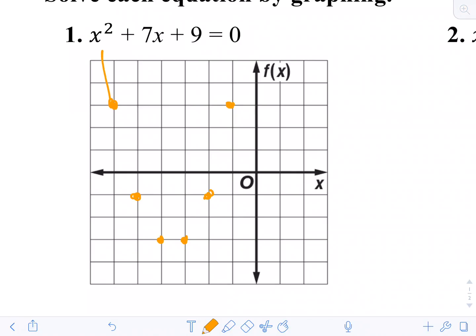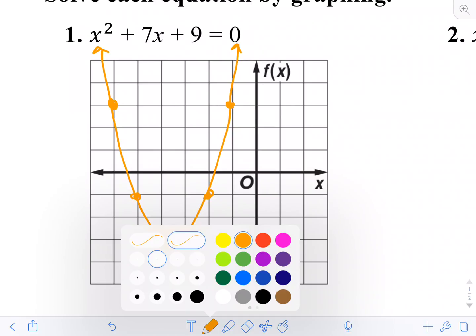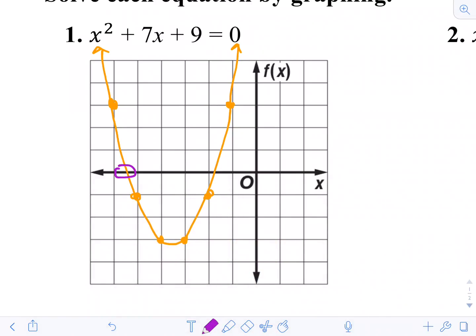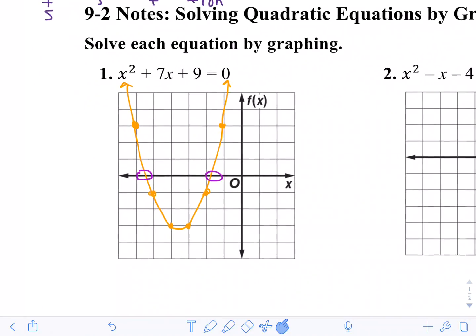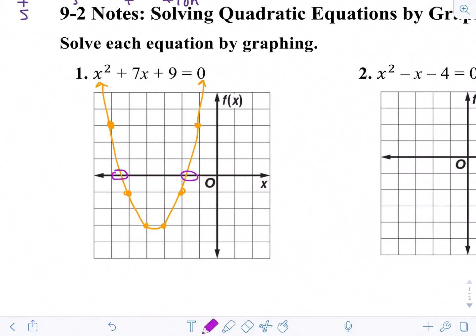That's not on the graph, so I'm going to connect my dots. Okay, so your answers for these problems are somewhere in here and here. So one answer is between -1 and -2. The other answer is between -5 and -6. I'm going to show you how to find these answers on your calculator. So we have two answers, x equals this and x equals that.